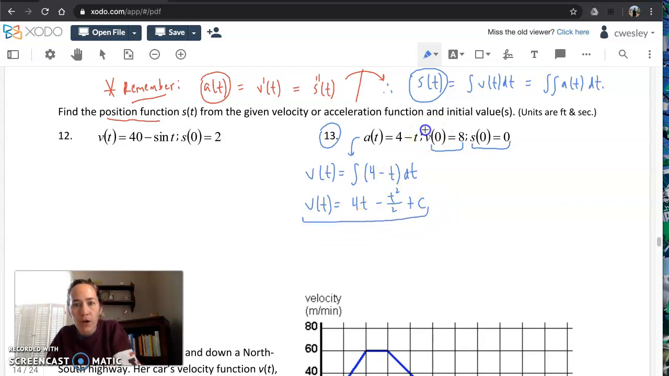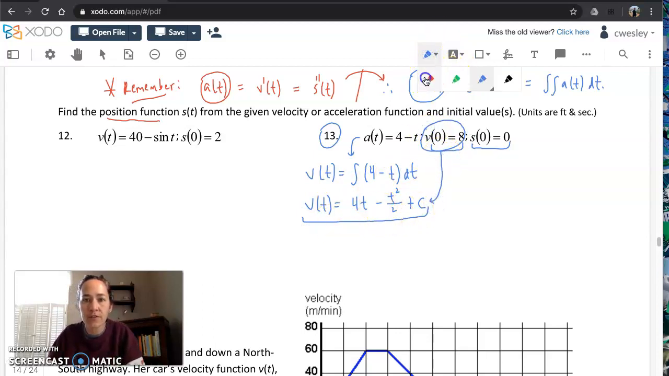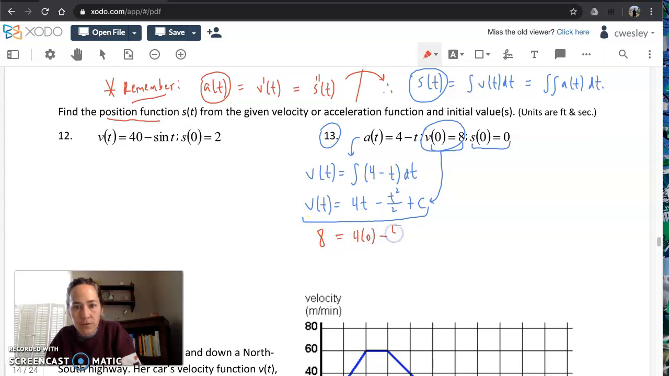Well, not for long. We know the velocity at time t equals 0 equals 8. Let's plug into there to get the constant of integration c. So 8 is the velocity when all the t's become zeros. 4 times 0 minus 0 squared over 2 plus c. Really, this is 0 and that's 0, so 8 must equal c. So this gives us a velocity function. Therefore, we'll say v of t equals 4t minus t squared over 2 plus 8.